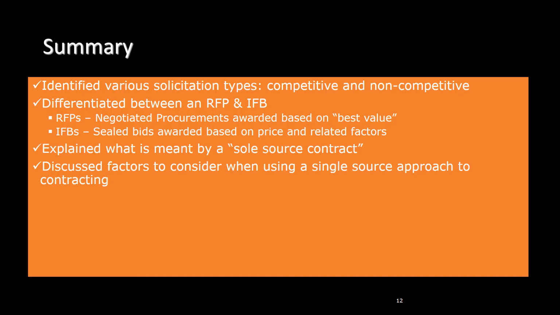Before we close, I'd like to quickly summarize what we learned today. We identified various solicitation types that are competitive and non-competitive. We talked about differences between an RFP and IFB. We covered what is meant by a sole source contract and discussed factors to consider when using a single source approach to contracting.